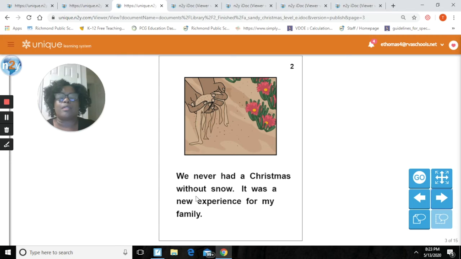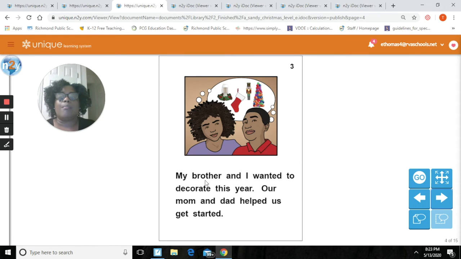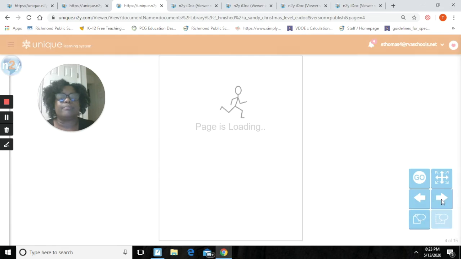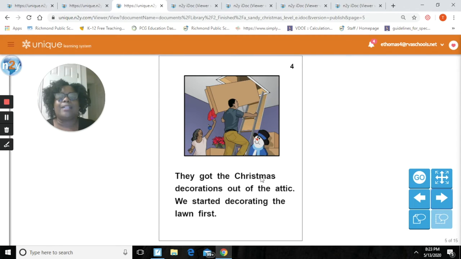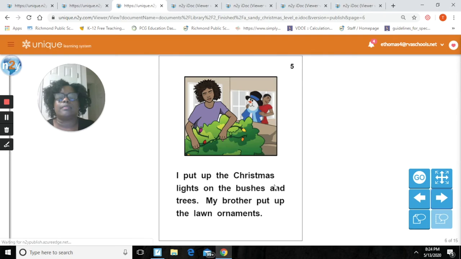We never had a Christmas without snow. It was a new experience for my family. My brother and I wanted to decorate this year. Our mom and dad helped us get started. They got the Christmas decorations out of the attic. We started decorating the lawn first. I put up the Christmas lights on the bushes and trees. My brother put up the lawn ornaments.